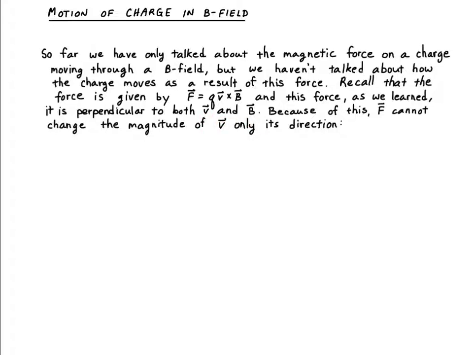And because the force is always perpendicular, it can't change the magnitude of v, only its direction. So if at some initial time the force is perpendicular to v, later it will still be perpendicular to v. The magnitude of v does not change, however its direction has. We've seen this kind of force before. It's a centripetal force, which causes an object to go around in circular motion.